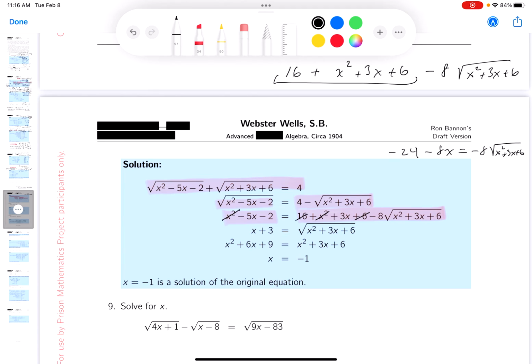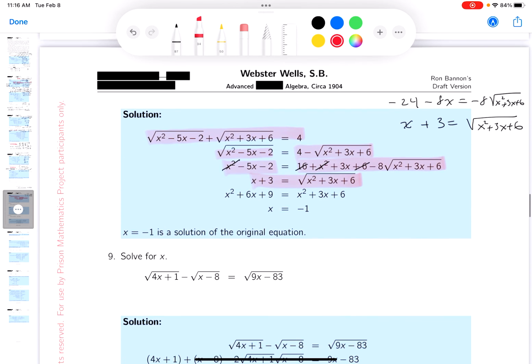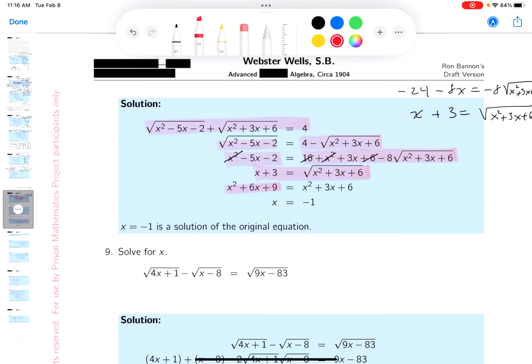And then I would divide both sides by minus 8. And what would you get? You would get x plus 3 equals the radical. And that's how I got this line over here. All right? Then what do you do? Square both sides. Well, when you square x plus 3, what do you get? X squared plus 6x plus 9.